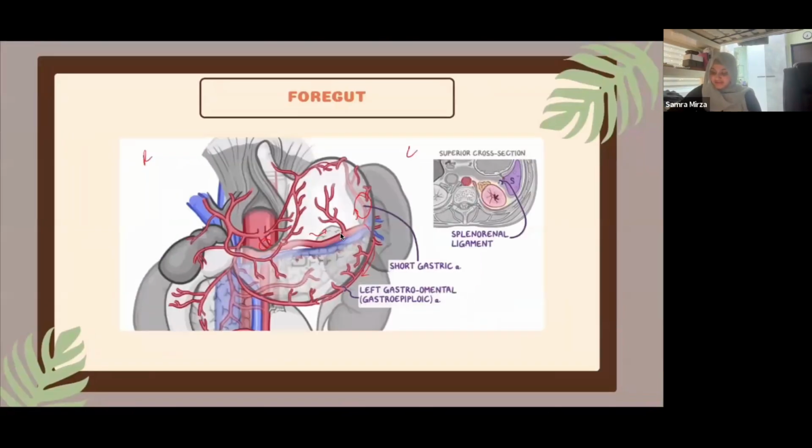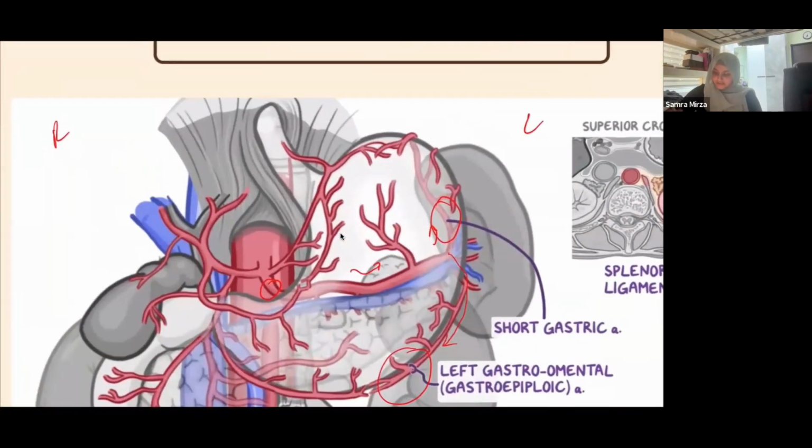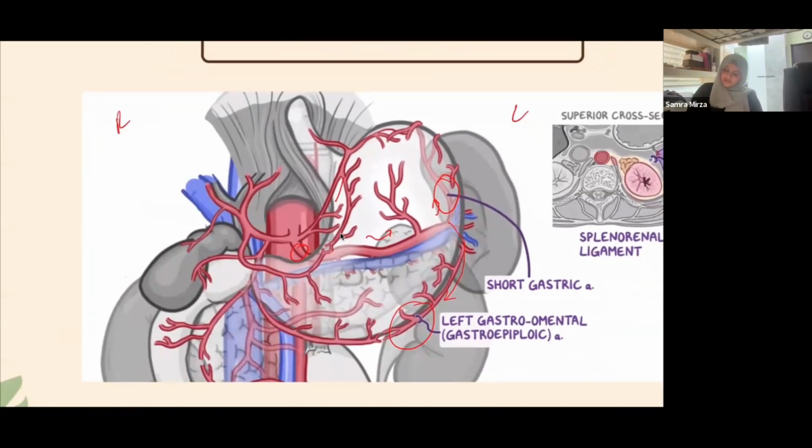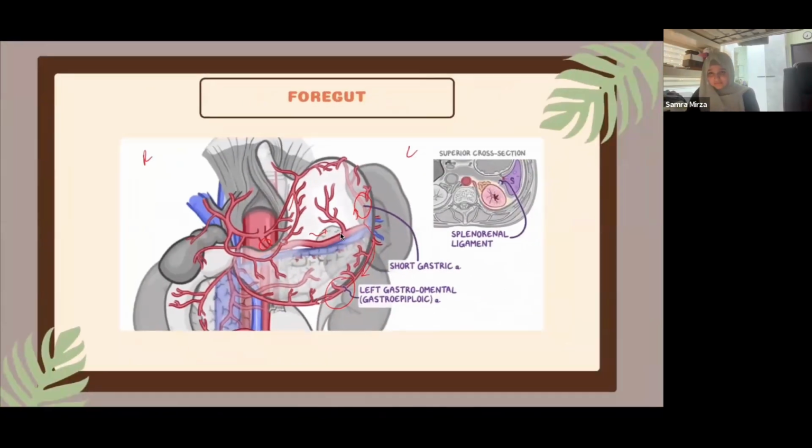For the splenic, we have the short gastric artery on the posterior surface of the stomach, and then we have the left gastroepiploic artery, which is this one. So again, the lesser curvature is supplied by the left gastric artery. The posterior aspect of the stomach, the spleen, and part of the pancreas are supplied by the short gastric, and the greater curvature and around this area is supplied by the left gastroepiploic.